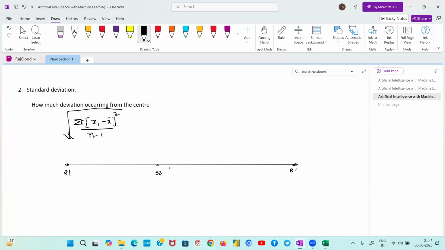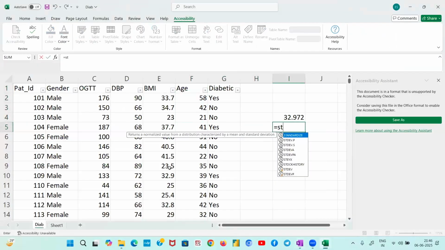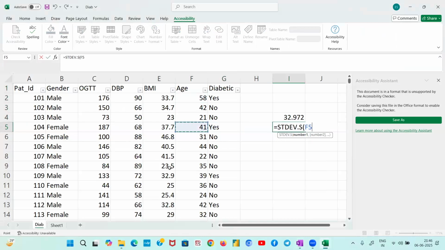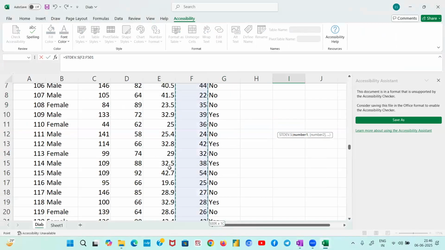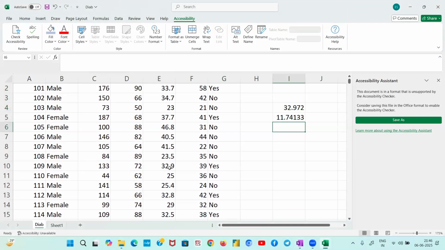What I said, how much deviation? Deviation means what? Change. Deviation is nothing but change. How much change is occurring from the center? From the center means from the 32 years. So if I calculate the standard deviation here, with a predefined formula in Excel, in our example, I got the answer as 11 years.